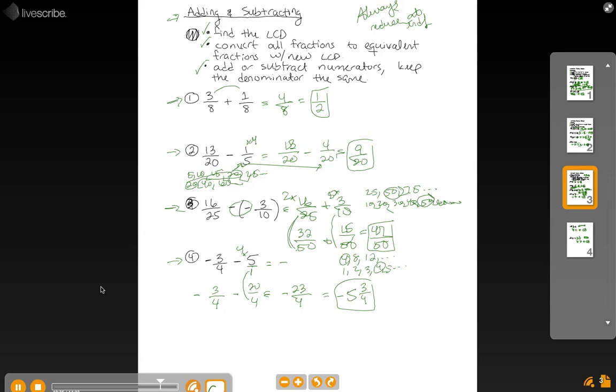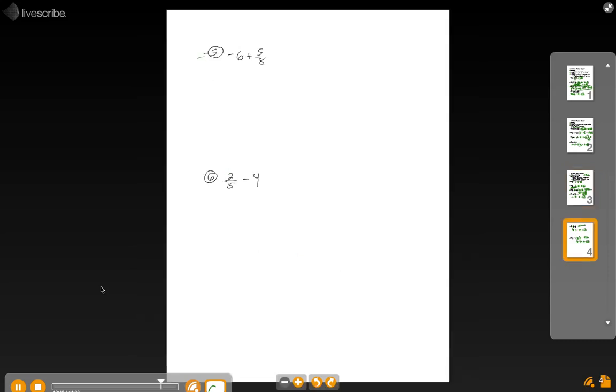Okay, let's try example 5. Again, you need a lowest common denominator here, right? So I've got to put that negative 6 over 1. The lowest common denominator between 1 and 8 is 8. And the way you do it is you list all the multiples of 1, which are 1, 2, 3, 4, 5, 6, 7, 8. And then you list all the multiples of 8, which are 8, 16, and so on. The lowest one they have in common is 8.